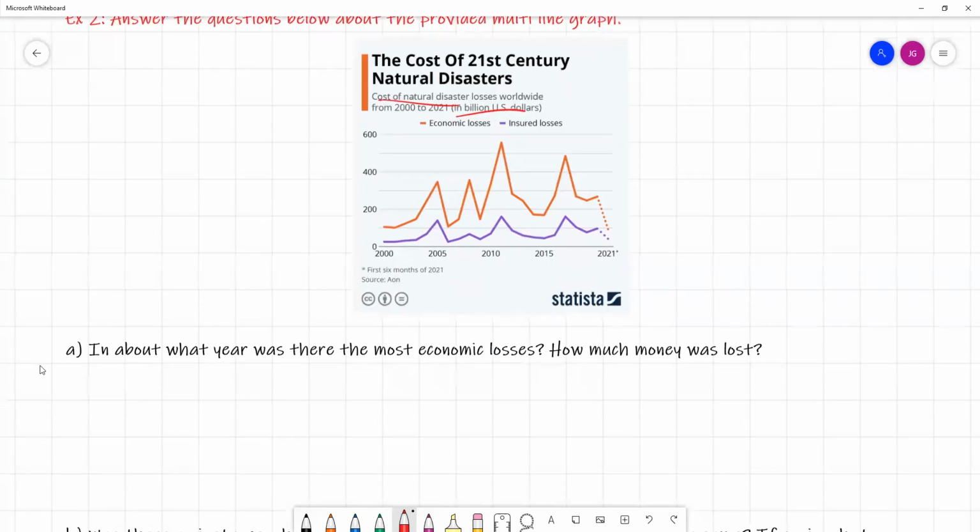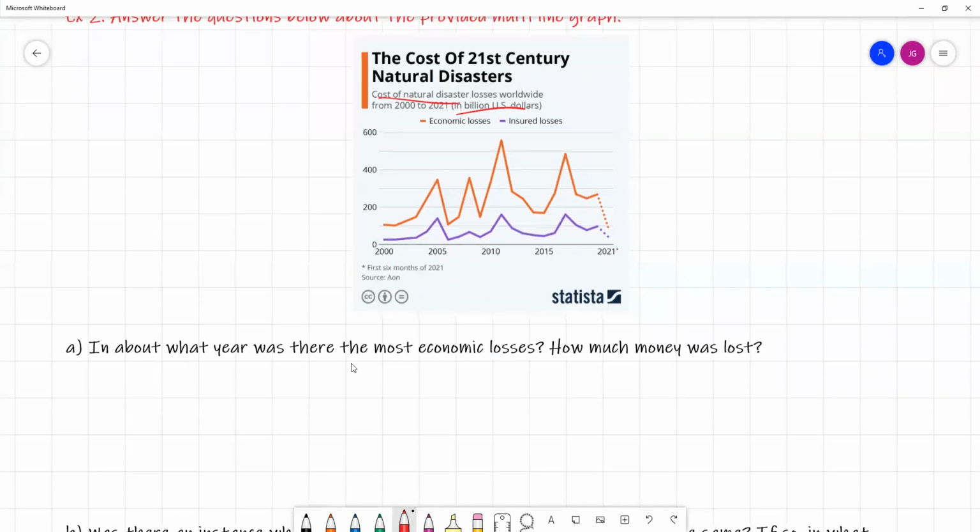All right, so A, in what year, or in about what year, was there the most economic losses and how much money was lost? So we're looking at the most economic losses. So that's going to be our orange category. So I'm looking for the peak. Okay, so it looks like it's about here. And we're going to maybe say that that's somewhere in about 2011, it looks like, right? Because it's a little bit past the 2010 mark.